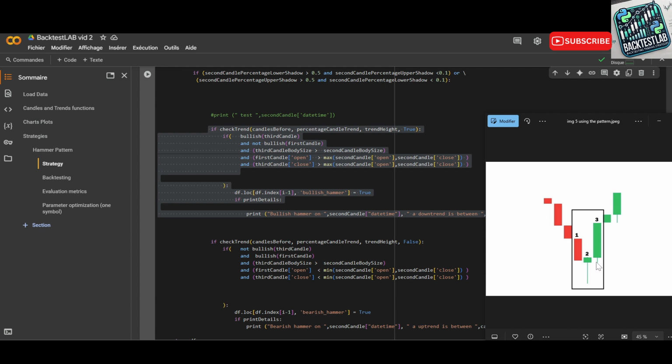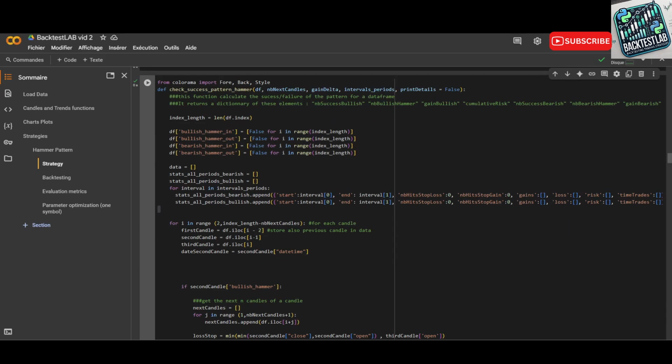And we add the last 2 constraints. We want to make sure that the opening of this red candle here is above the maximum of the second candle, and we want to make sure also that the third candle, which is bullish, closes above the second one. Otherwise, this is not a bullish reversal. If we are in this specific situation, we will label the second candle as a bullish hammer. So we will put true here, and we can print a message, and we do basically the same thing for the bearish reversal.